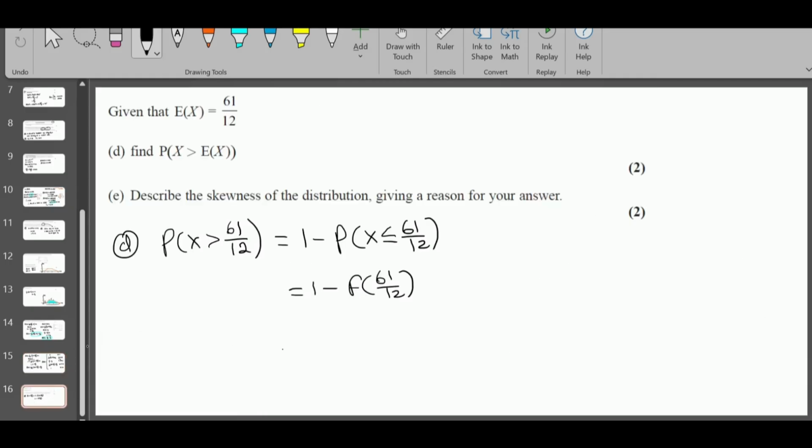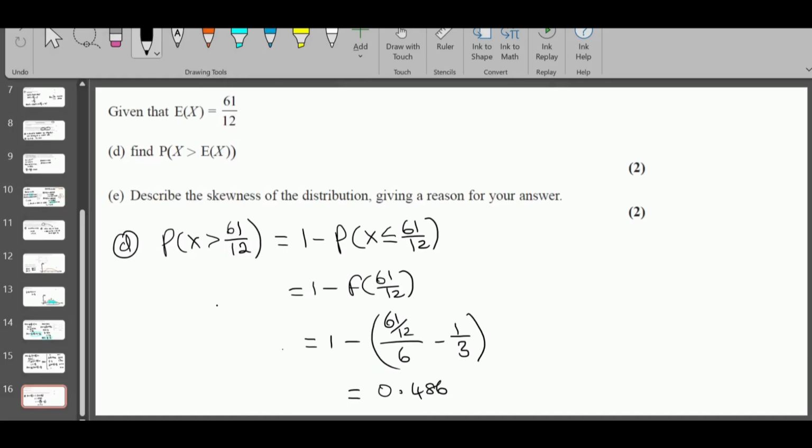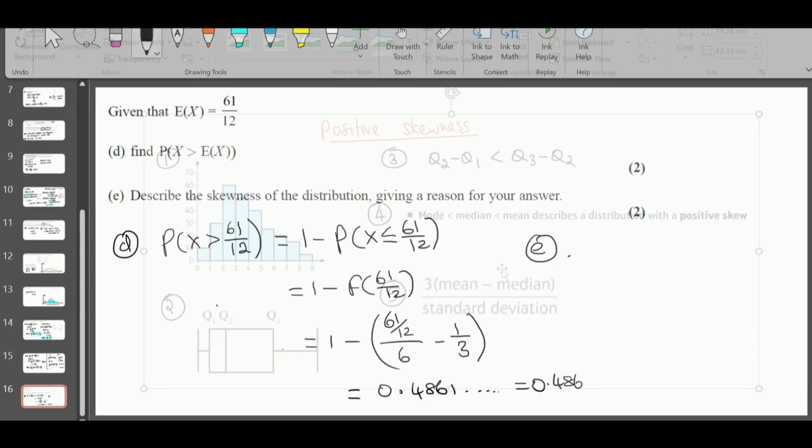So I'm going to put it as x over 6 minus 1 over 3. Get this value: 1 minus 61 over 12 times 6, minus into minus plus 1 over 3. 0.4861 and so on, round it to 3 significant figures. That's all. Part E, describe the skewness now.